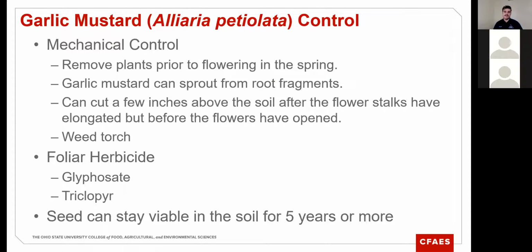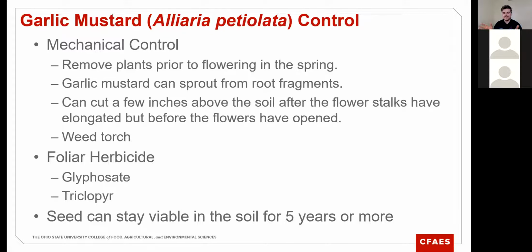So for garlic mustard, mechanical control is an option. If you do pull the plant, either by mowing it or pulling them up in the spring, you want to do that before it flowers. Once it flowers, then you have a seed issue. You can do it after it flowers.